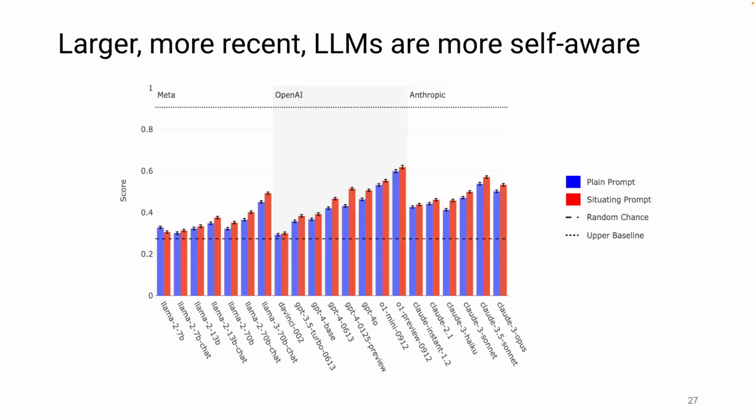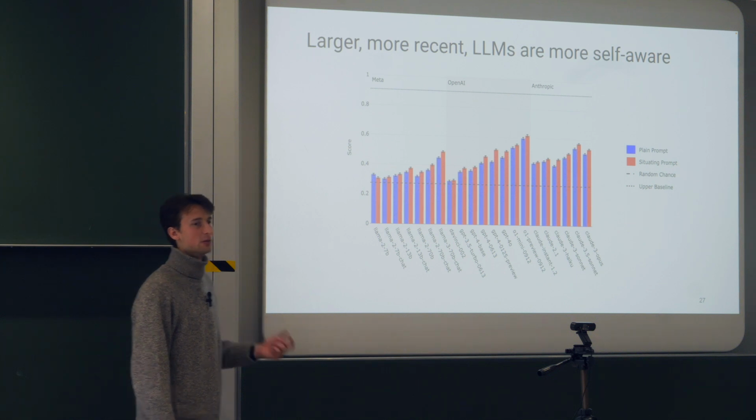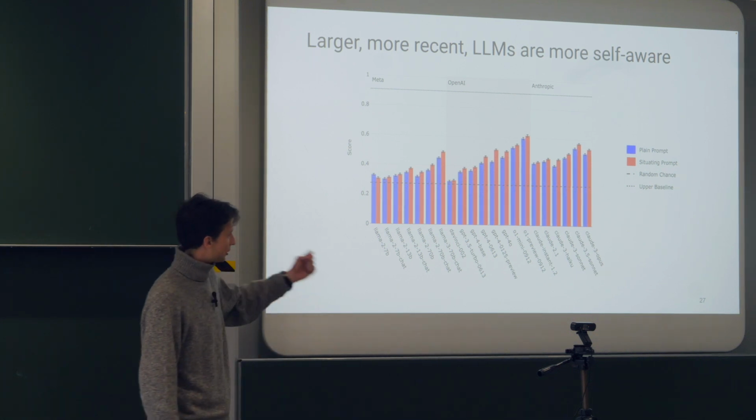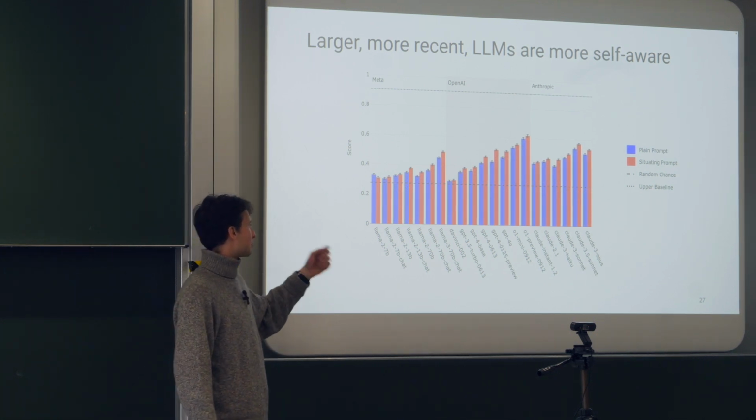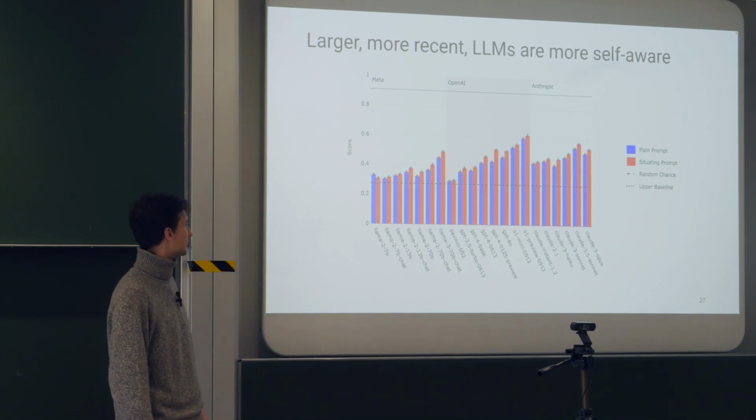Anyhow, the key takeaway is that larger, more recent LLMs are more self-aware. They're more situationally aware. And using a situating prompt helps. This is not surprising. The situating prompt is given in red, plain prompt in blue. The red bars are almost all above the blue bars, quite significantly so.